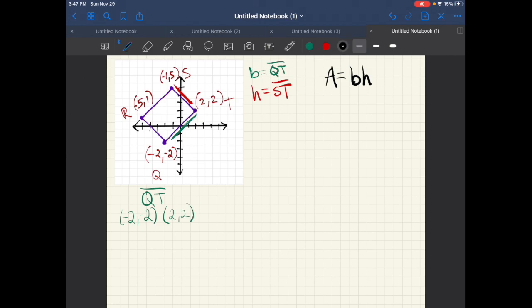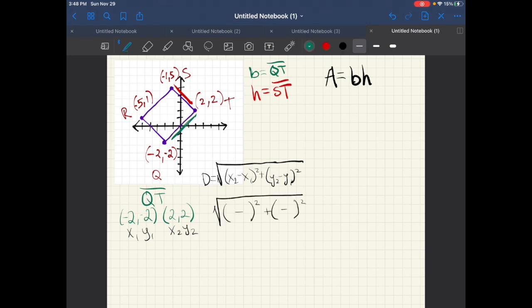Then we'll do the distance formula. And let's start plugging in what we know. So let's label this X1, Y1, X2, Y2. We'll start plugging them in. So our X2 is 2, and our X1 is -2. Then our Y2 is going to be 2, and our Y1 again is going to be -2. That should make our math easy.